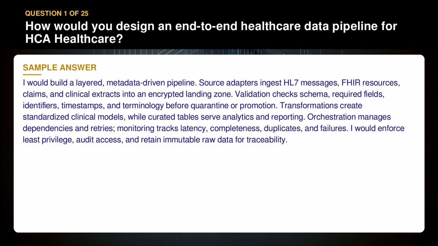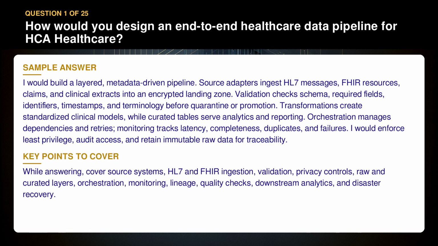Orchestration manages dependencies and retries. Monitoring tracks latency, completeness, duplicates, and failures. I would enforce least privilege, audit access, and retain immutable raw data for traceability. While answering, cover source systems, HL7 and FHIR ingestion, validation, privacy controls, raw and curated layers, orchestration, monitoring, lineage, quality checks, downstream analytics, and disaster recovery.